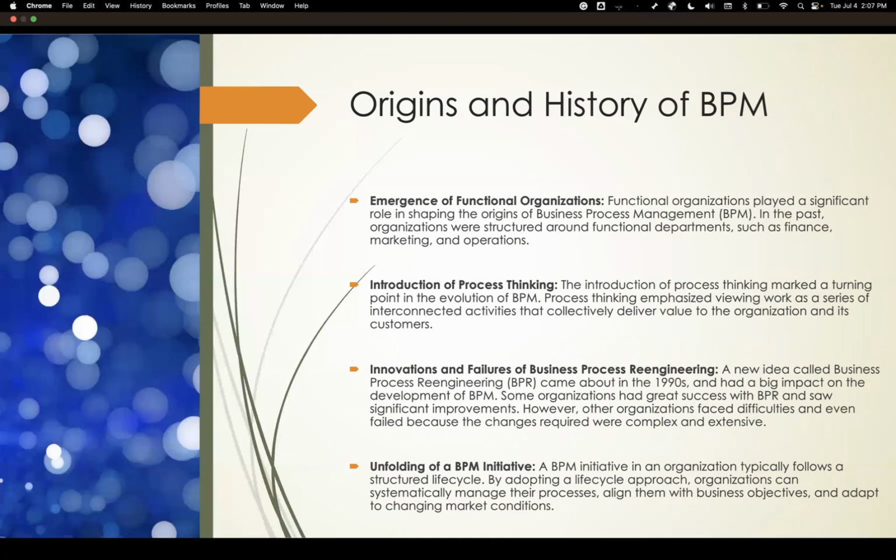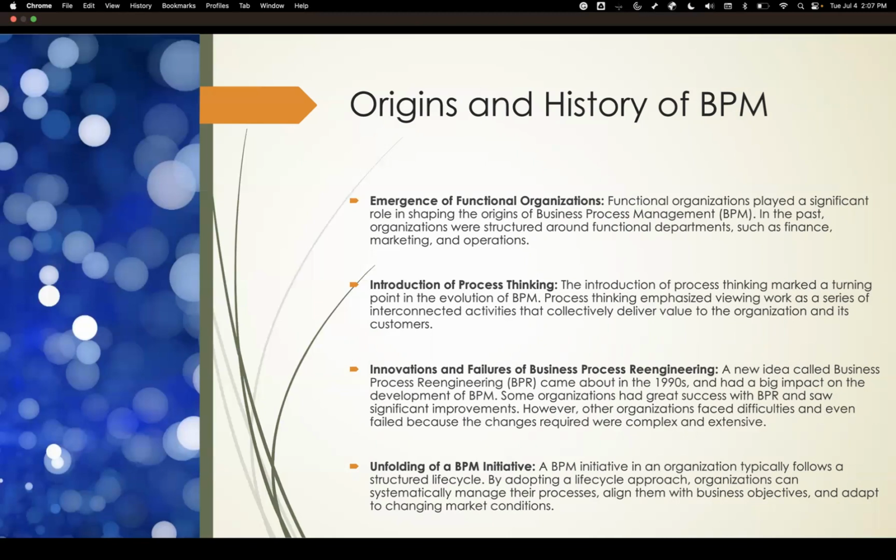Emergence of functional organization. Functional organization played a significant role in shaping the origins of business process management. In the past, organizations were structured around functional departments such as finance, marketing, and operations. Introduction of process thinking. The introduction of process thinking marked a turning point in the evolution of business process management.